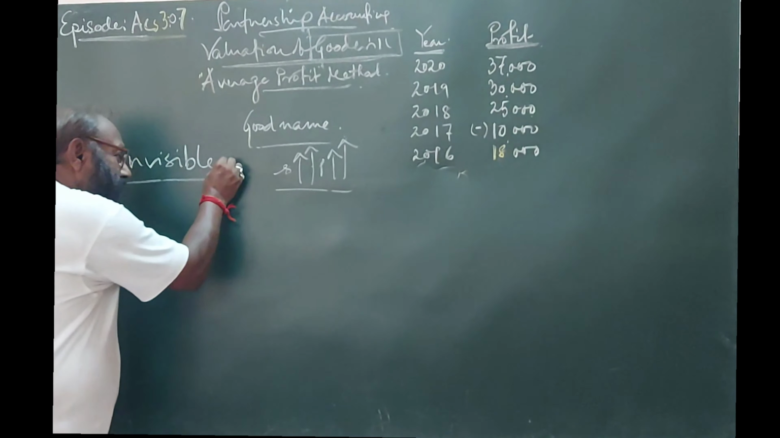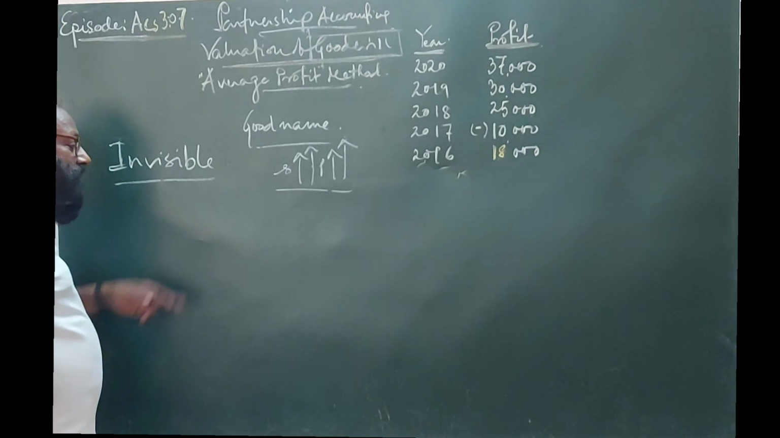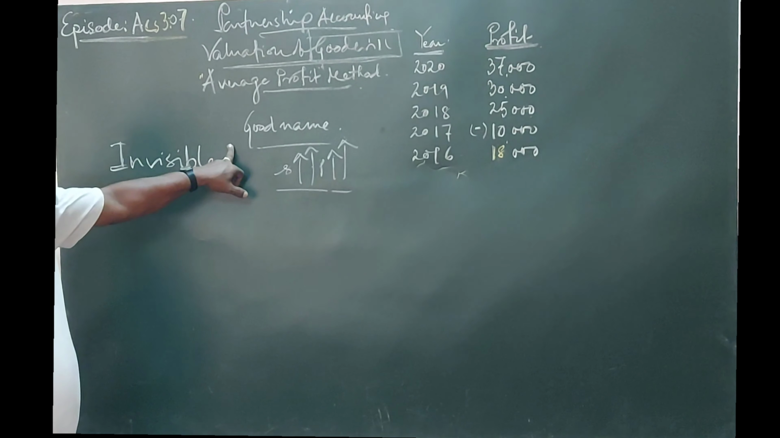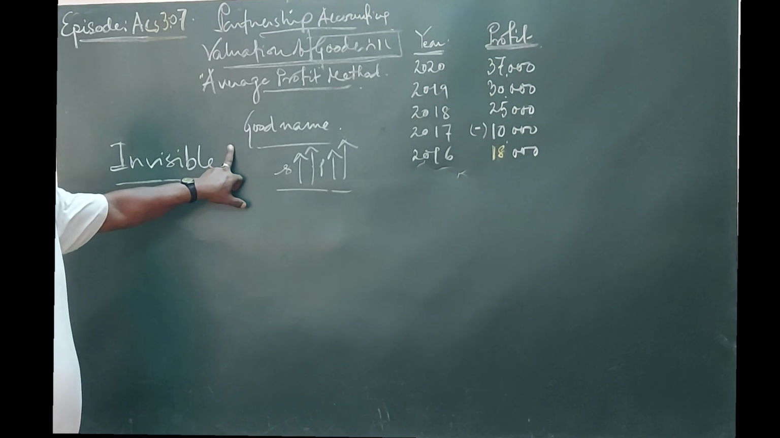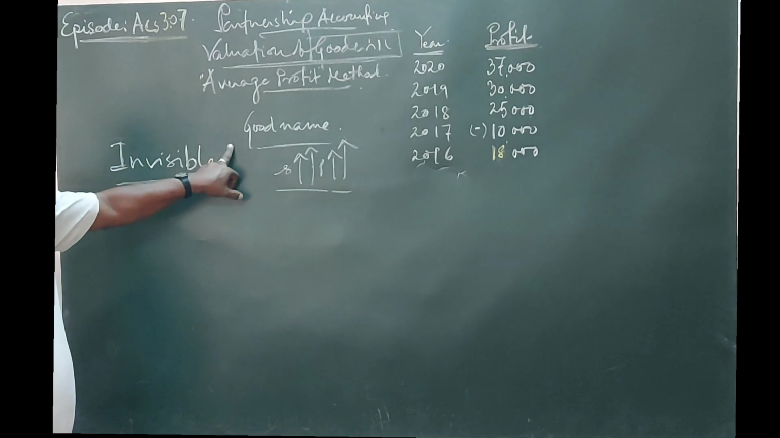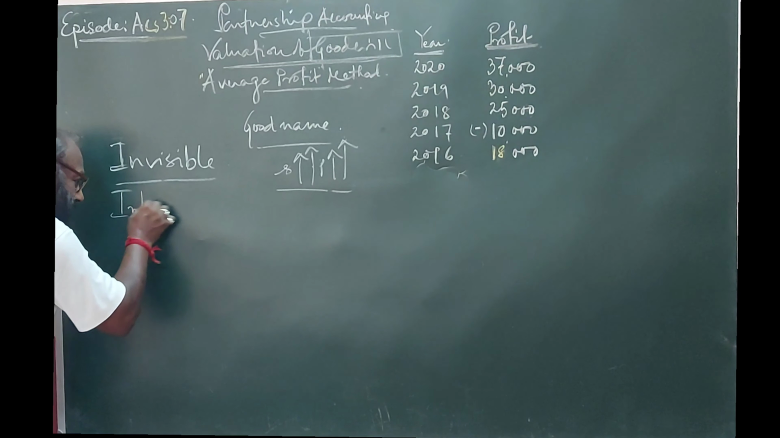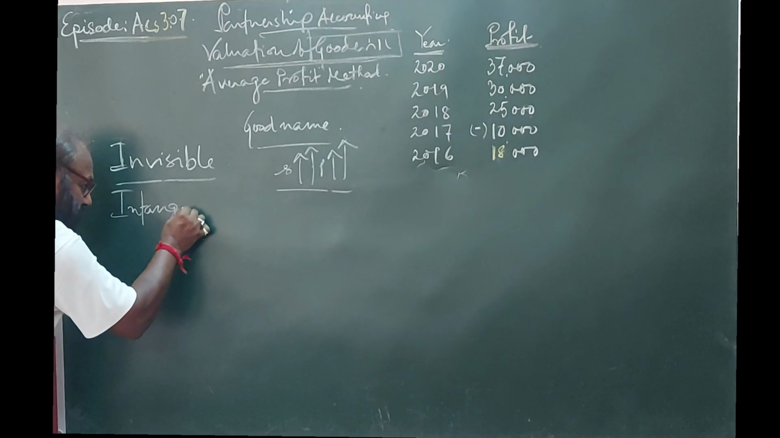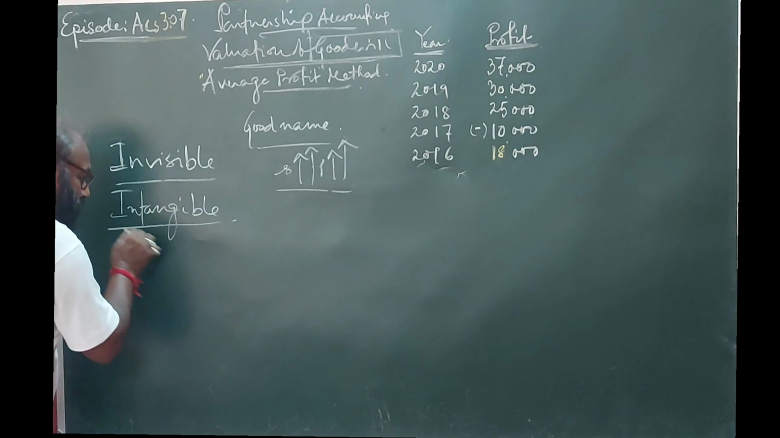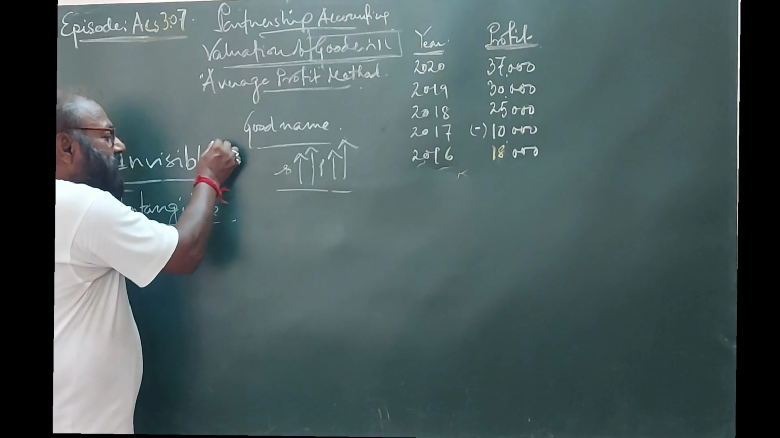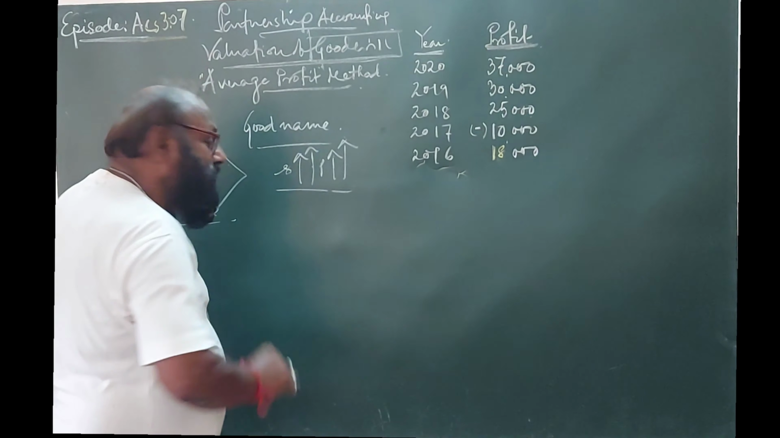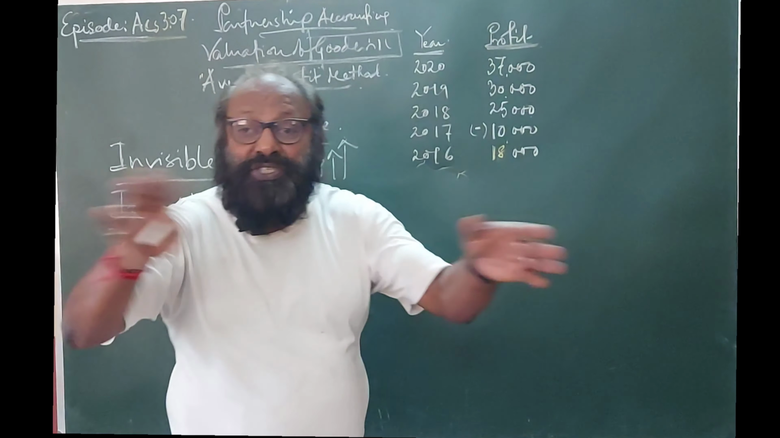So it is your contention, it is your thoughts that there is something, a ghost is there, but it cannot be seen. Okay, so it is invisible and it is intangible. Intangible means what? That which we cannot touch.